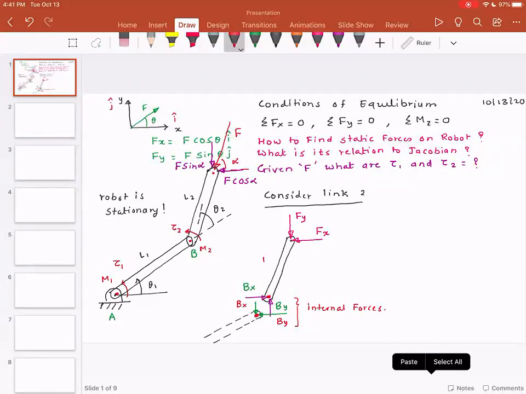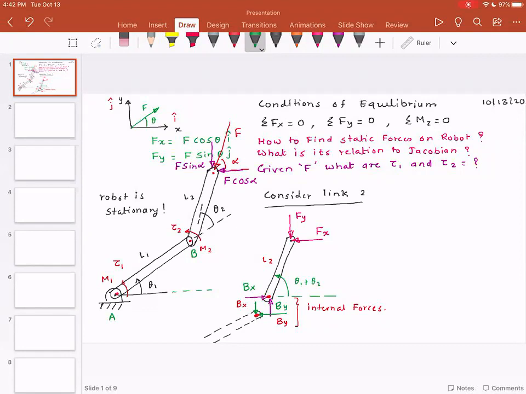Now this is length L2, and the total angle with respect to horizontal. Please note, this angle is theta 1, this angle is theta 2. So the total angle made by this link with respect to the horizontal line is theta 1 plus theta 2. So that is the total angle.